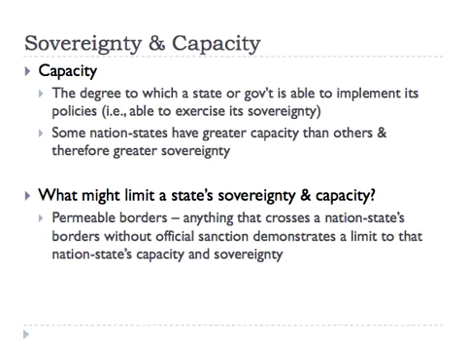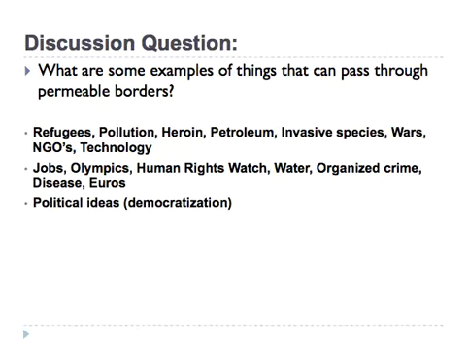Then there's capacity, the degree to which a government is able to implement its policies, how well they are able to exercise their sovereignty. There are also limitations to this, and it depends on the state or the nation. So there are permeable borders. Anything that crosses a nation-state's borders without official sanction can demonstrate a limit to that nation-state's capacity and sovereignty. Some examples would be refugees, pollution, drugs, different species, sometimes political ideas, and organized crime as well.